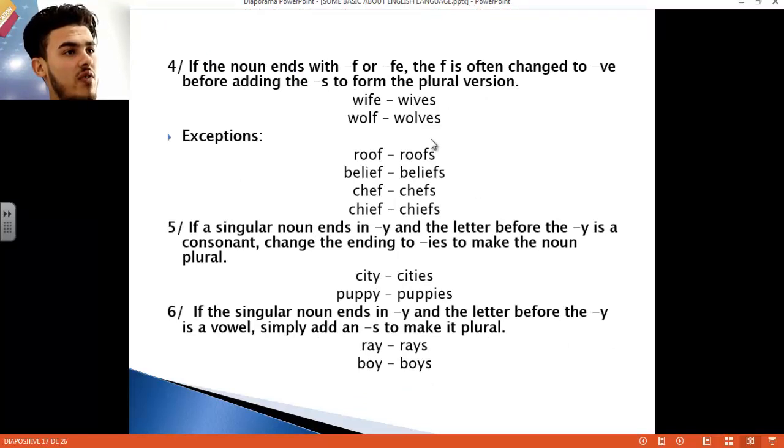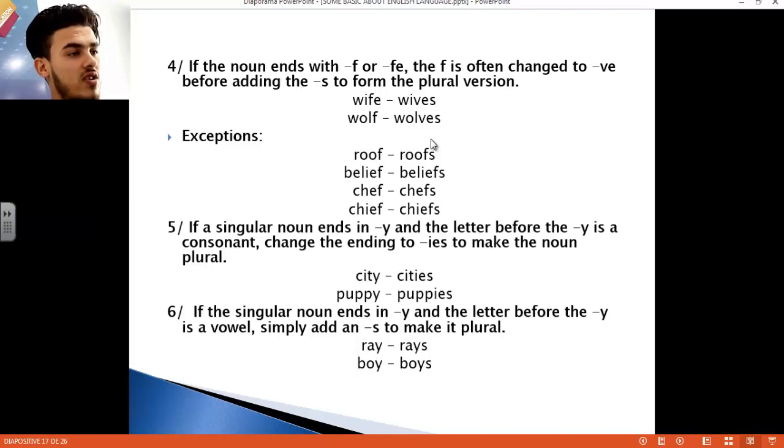The fourth rule is, if the noun ends with f or fe, the f is often changed to ve before adding the s to form the plural version, like the example wife, wives, wolf, wolves. So here we omit the f and put a v instead of it and add an s or es according to the word. Here are some exceptions in words ending with F. Roof, roofs, belief, beliefs, chef, chefs, chief, chiefs. So here we cannot omit the F, and these words are some exceptions. We only need to add an S to form their plural.